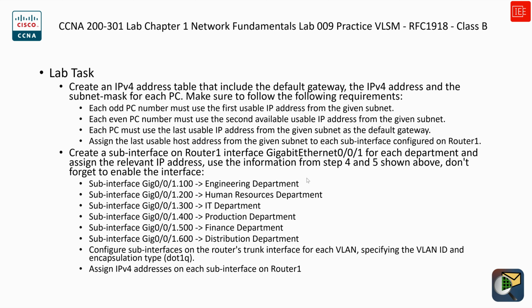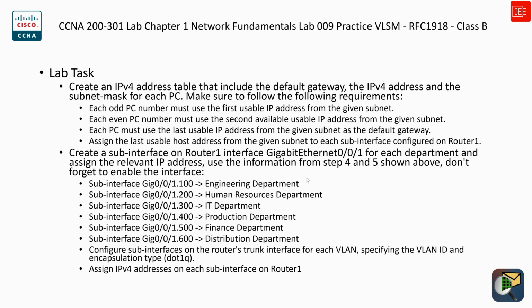Then we move to the next step, where we are going to create an IPv4 address table that includes the default gateway, the IPv4 address, and the subnet mask for each computer. One of the requirements that we have to follow is that each odd PC number, for instance PC1, PC3, PC5, and so on, must use the first usable IP address from the given subnet, and each even PC, for example PC2, PC4, and so on, will be assigned the second usable IP address from the given subnet. And each PC will use the last usable IP address from the given subnet as the default gateway.